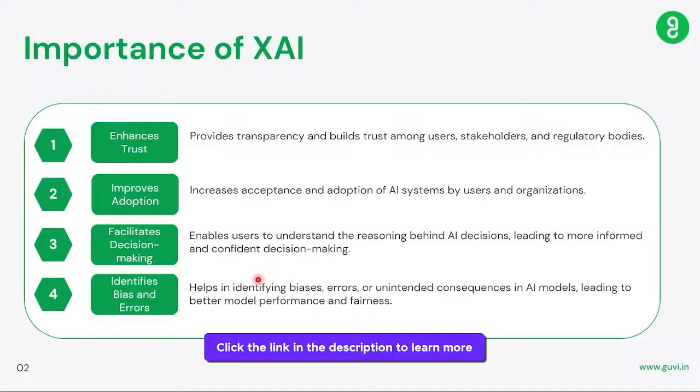All in all, XAI plays a pivotal role in enhancing trust, improving adoption, facilitating decision making, and identifying bias and errors in AI systems. So it's not just about understanding AI outputs. It's about building a foundation of transparency and accountability that fosters trust and drives responsible AI innovation.